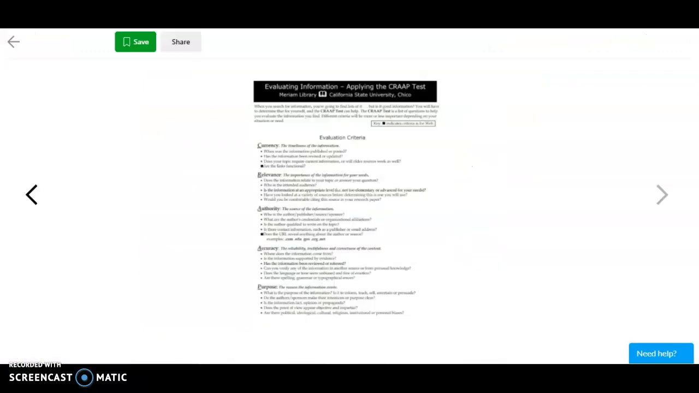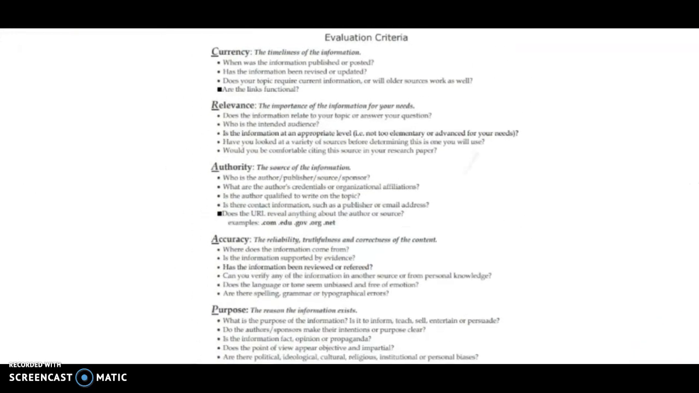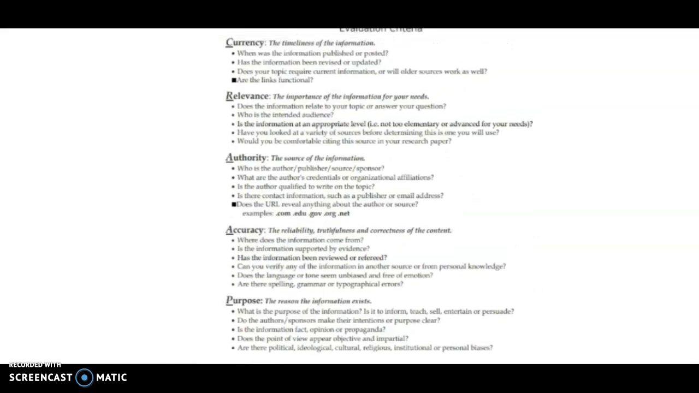So, the CRAP test provides evaluation criteria for you to use to determine if your website is providing good information for your topic. So, the main areas of the CRAP test are currency, which is the timeline of the information. So, when was it published or when has it been updated?